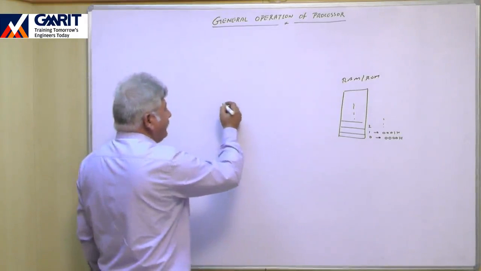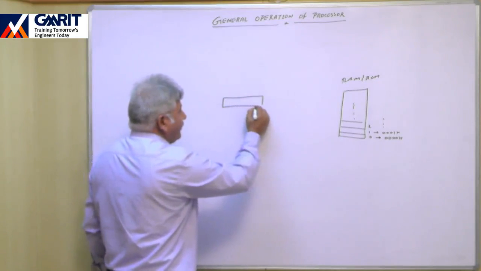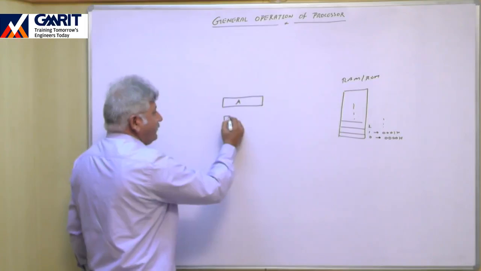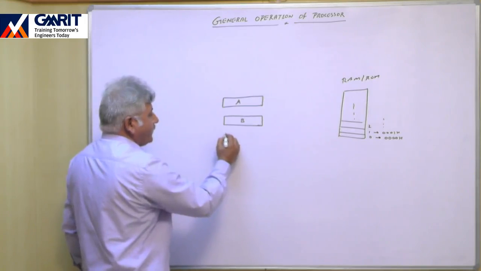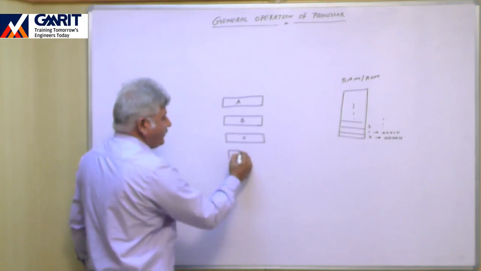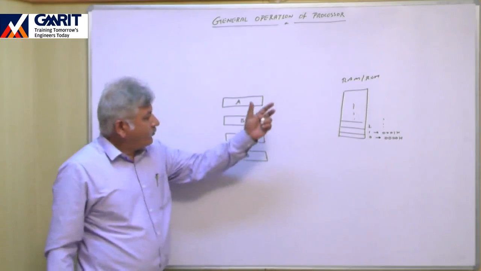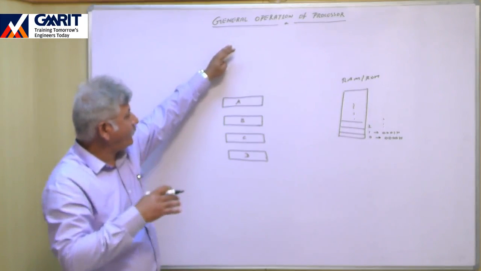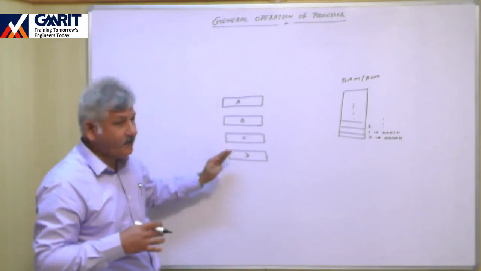Suppose there is one processor. In that processor there is a register named A. There is another register named B. There is a third register named C, and there is a fourth register named D. So we are taking an example. Suppose there is a processor, and inside that processor there are 4 registers, and the names of these registers are A, B, C and D.